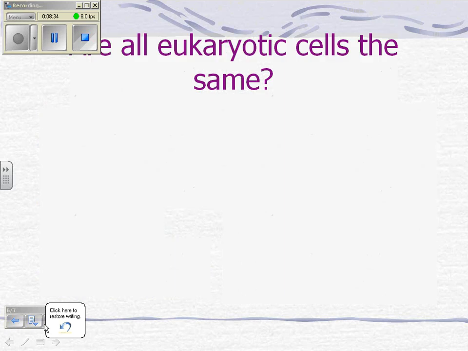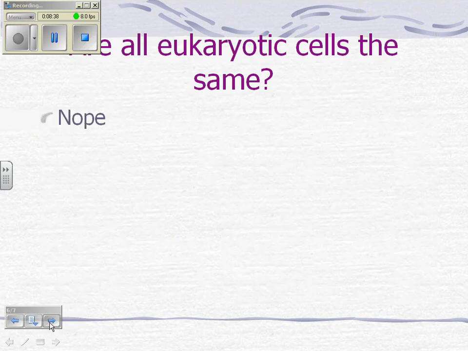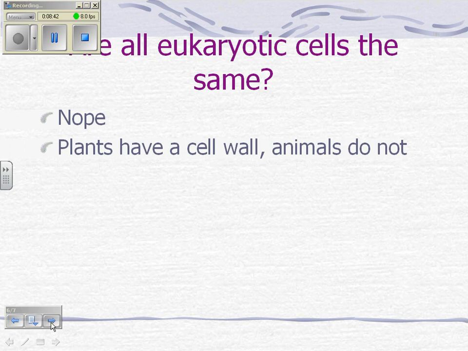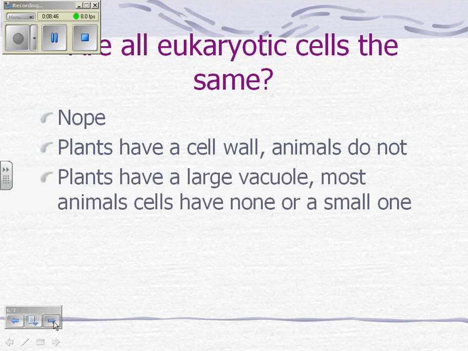So, are all eukaryotic cells the same? Well, I think you already know the answer to this. The answer is no. Plants have a cell wall, for example, and animals do not. Plants have a large vacuole. Most animal cells have none or even a small one. So if you were to look at a plant cell in some detail, and we did, plants have a cell wall. Inside of that wall is a membrane.